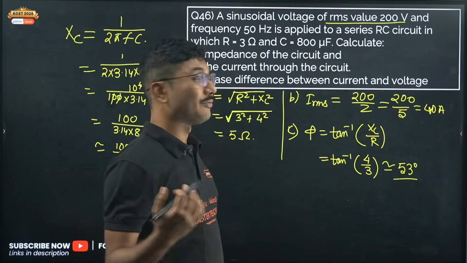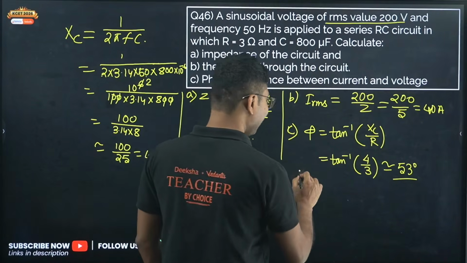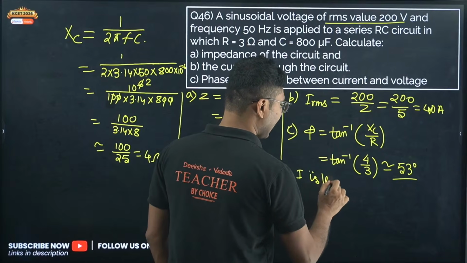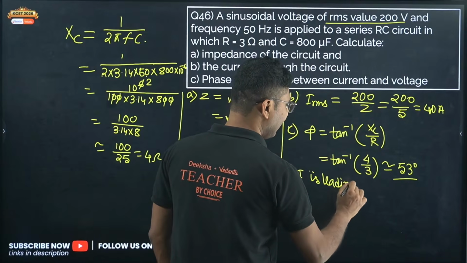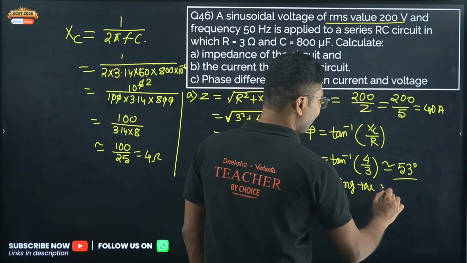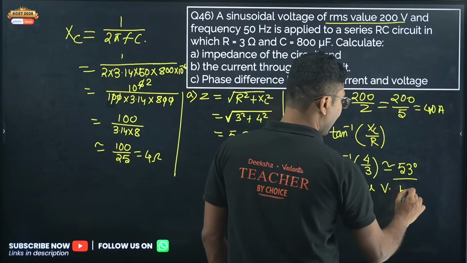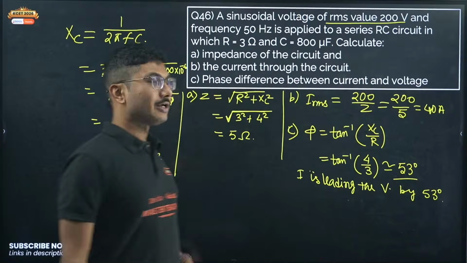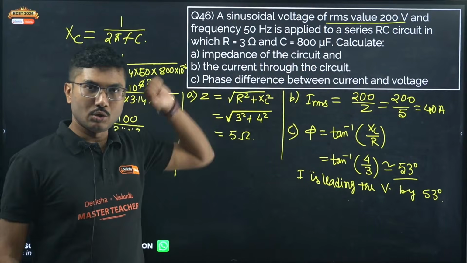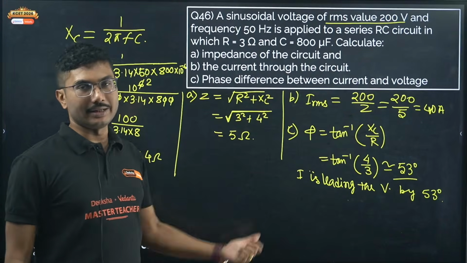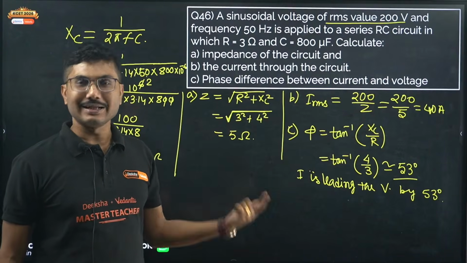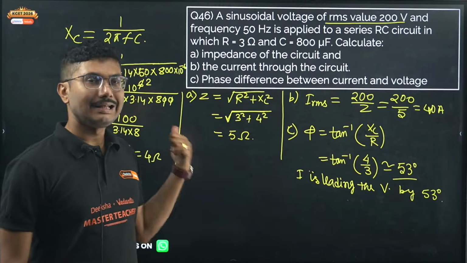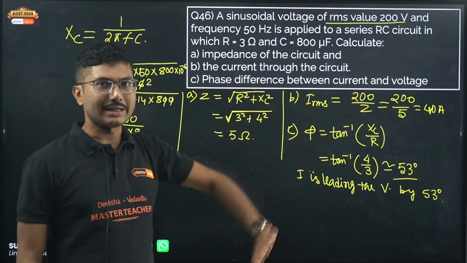And what is the phase? Current is leading. You have to mention that in this case, I is leading the voltage by an angle of 53 degrees. Because it's only a capacitive circuit, no inductance is there, so current is leading. If XL is greater than XC, current is lagging. If XC is greater than XL, current is leading. No XL, that means current is leading.